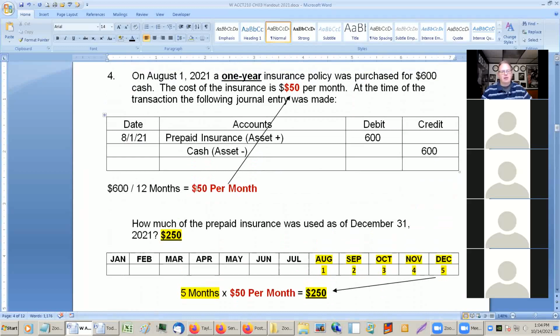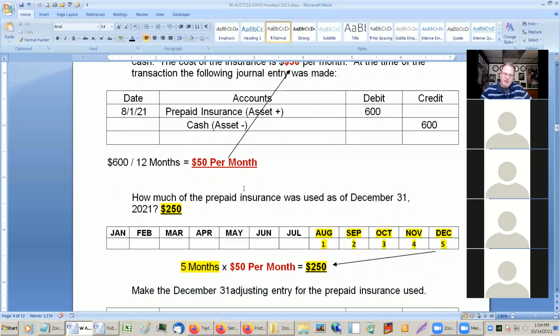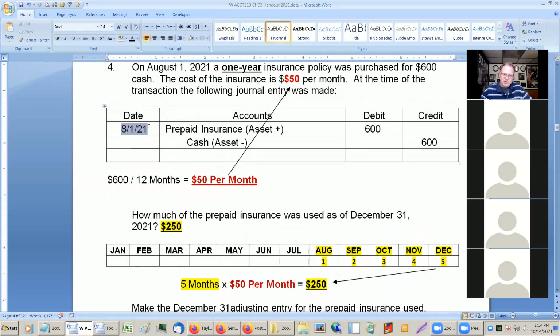Okay, I think this is what you should have got. You got $50 per month as the amount. So we had $600 we paid for it for 1 year, so it's $50 per month. And the one that trips up people the most is counting the months. Now, you'll notice that this was purchased on the 1st of August, so we're going to use all of August. Now, if this had been purchased on the 31st of August, at the end of the month, you wouldn't have used August, you just start with September.